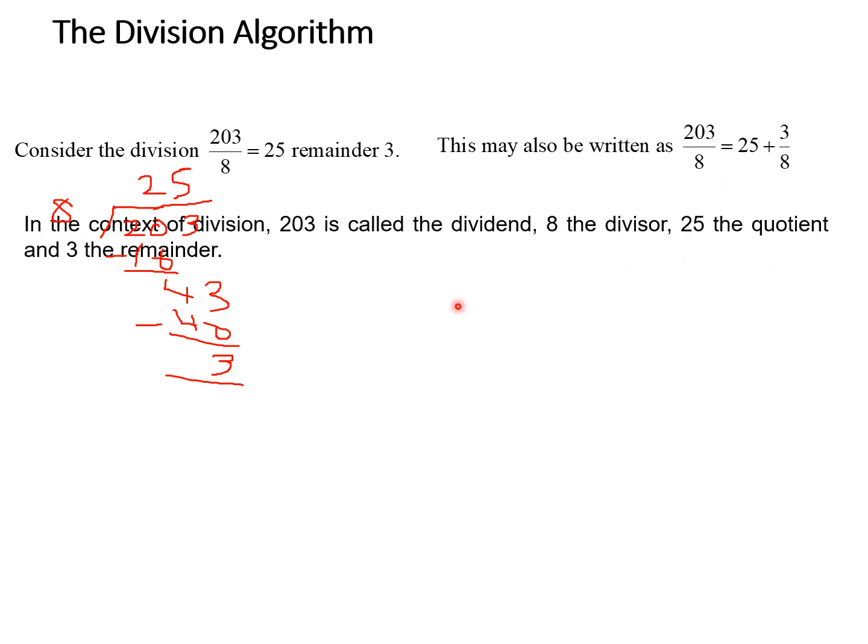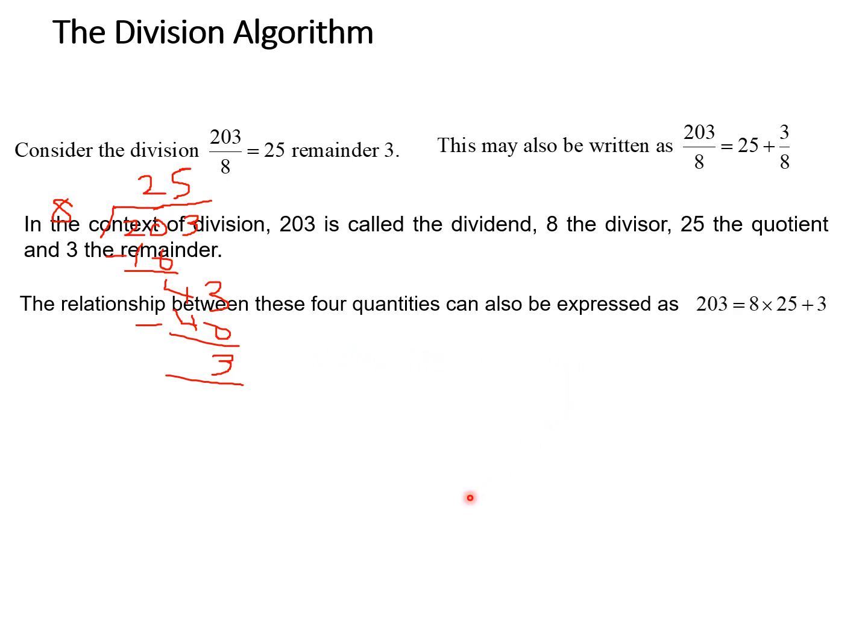And next, in the context of division, 203 is known as the dividend. Okay, 8 is the divisor, and 25 is the quotient, 3 is the remainder. Okay, and the relationship between these 4 quantities can be expressed as 203 equals 8 times 25 plus 3. I think you're more comfortable expressing it in this form rather than this form.